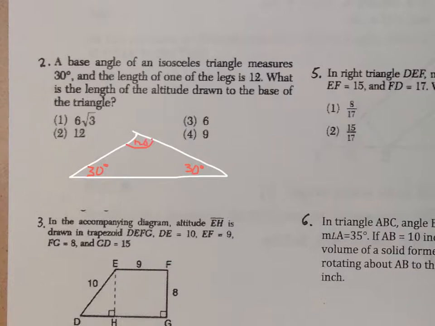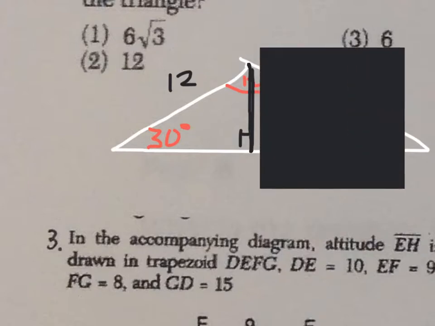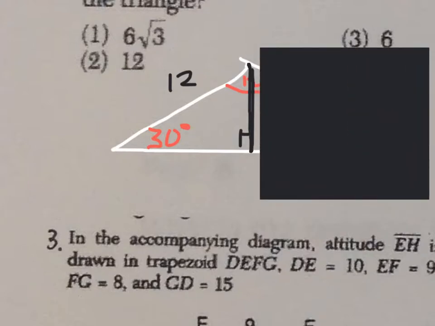Well, I've drawn the picture of the isosceles triangle with the base angles being 30. It says the length of one of its legs is 12. Well, it's isosceles, so the other side would be 12. They want to know what is the length of the altitude drawn to the base. Well, an altitude is always perpendicular to the base, and that's where our right triangle is formed. And to solve this question, we're not even going to use the other part of the picture. We're just going to focus in on just this part right here.